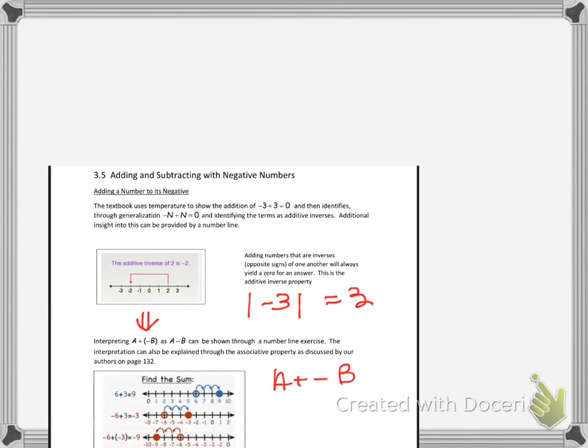So the connection that adding a negative is the same or equivalent to subtracting away a positive is a very important concept. So the more you can work to get that across, the better. And I think jumping on the number line is very, very helpful in the idea of what's positive movement and what is negative movement. So we'll discuss more of that in the next slide.